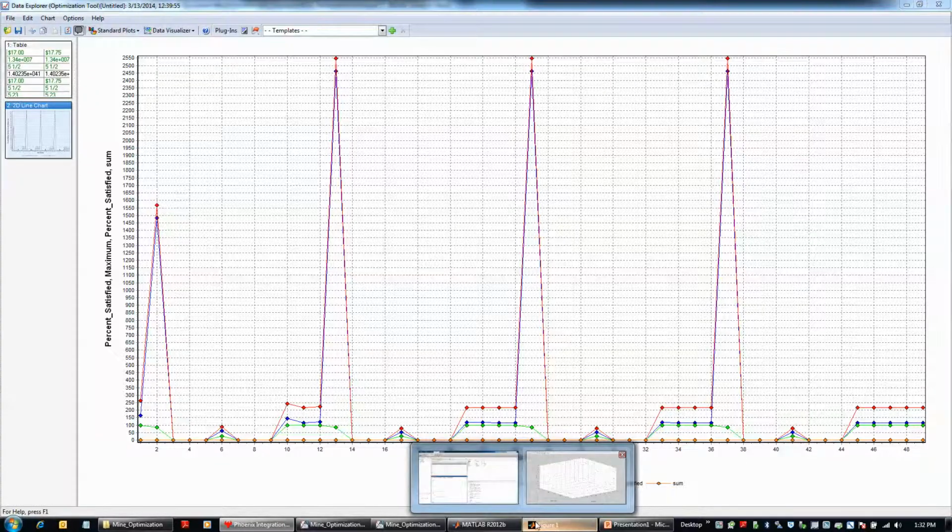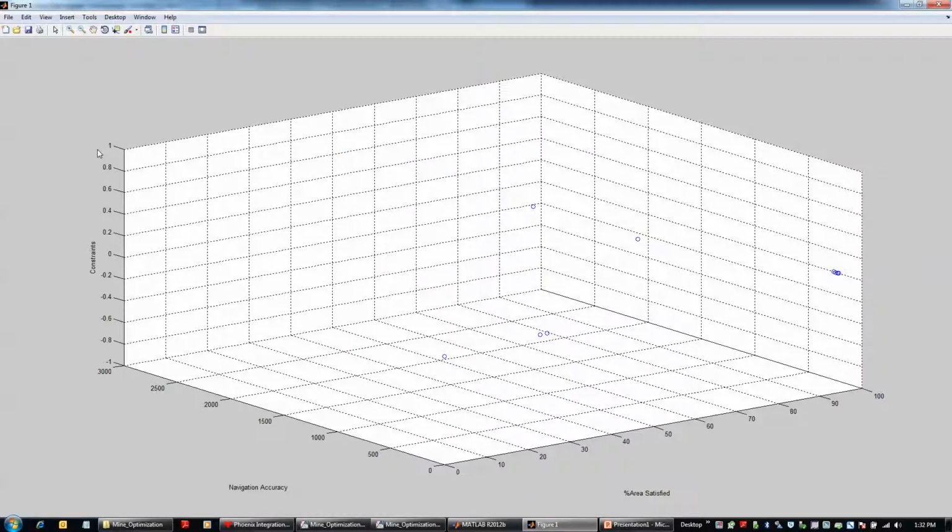To get a clearer picture, I would like to show it in a 3D graph. Here, this is the navigational accuracy, which is the y-axis. The x-axis is the percentage area satisfied, and the z-axis is the constraint. We want the constraint to be 0. That means that none of the terralites are placed inside that no terra region. And we want the navigational accuracy to be much more accurate. That means the lesser it is, the more accurate it is. And we want the percentage satisfied to be higher. That means we would prefer it to be 100%.